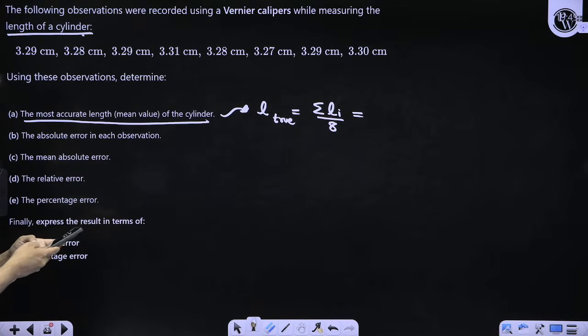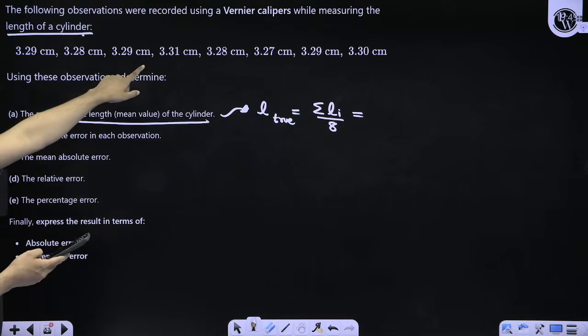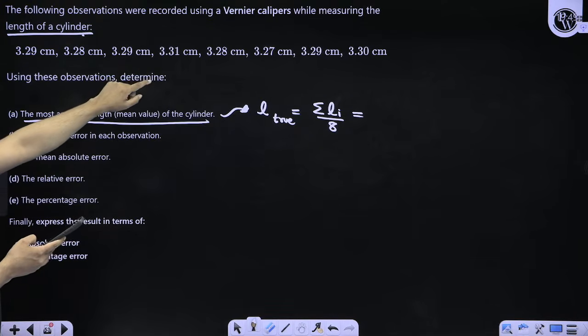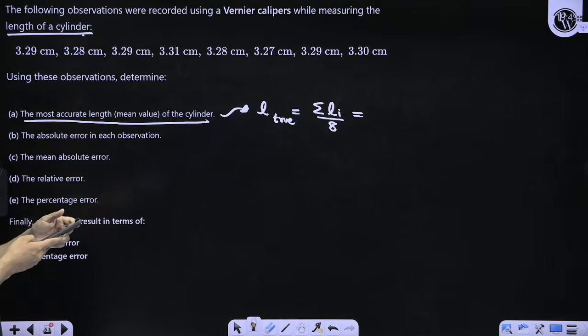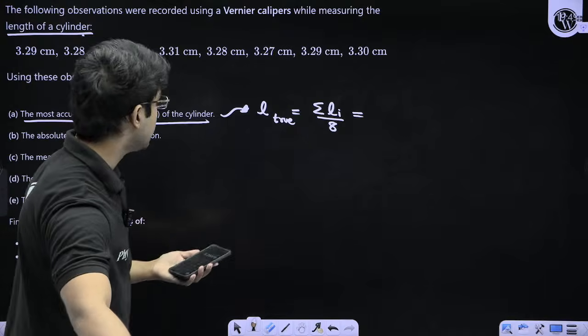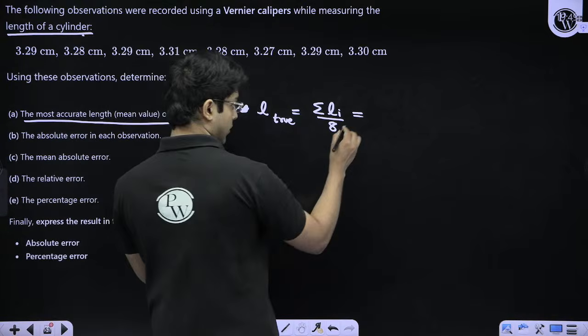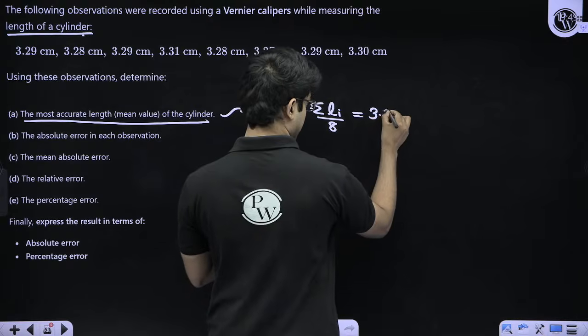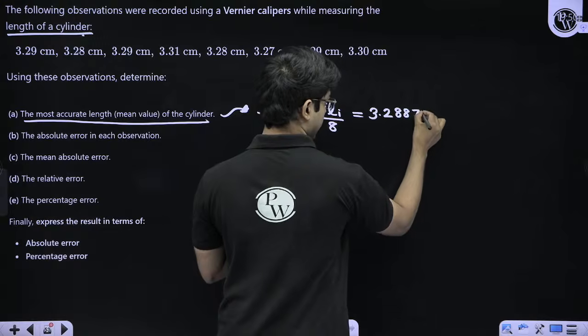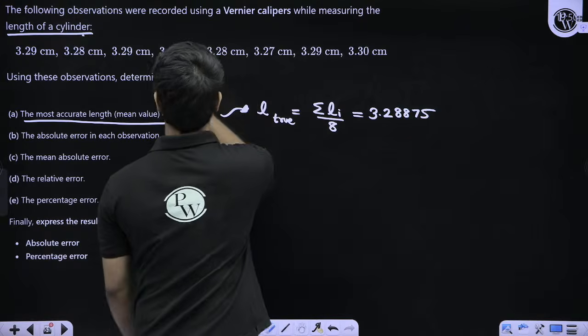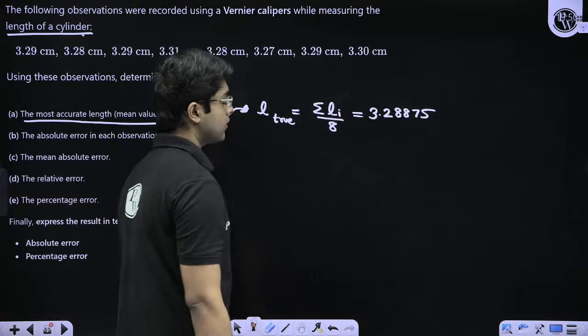0.3, 0.29. So let's see what we get as the answer. 3.31, 3.28, 3.27, 3.29, 3.30. Okay, so if I'm not wrong, the true value is coming out to be 3.28875. Okay, you add up basically all these values and divide it with 8.